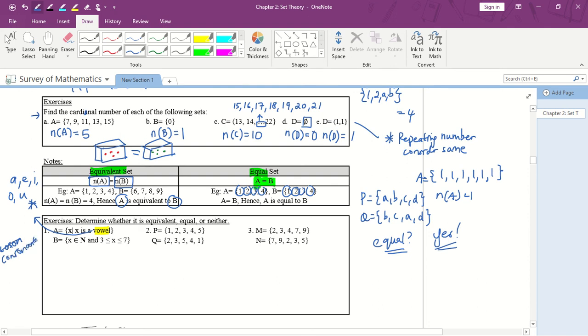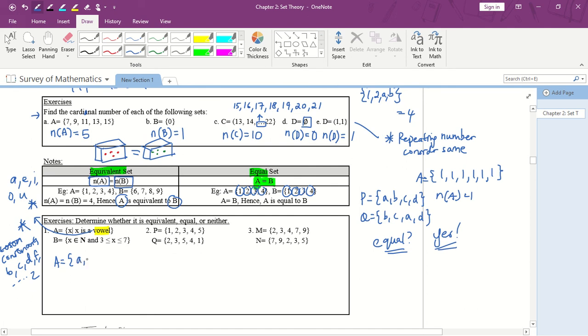Consonants are letters like B, C, D, F, not including A, E, I, O, U, until Z. Those are called consonants. This one you must know, as it will come out in your exam. So set A, you see, is set builder notation, so it doesn't give you the elements. You need to list it down on your own.